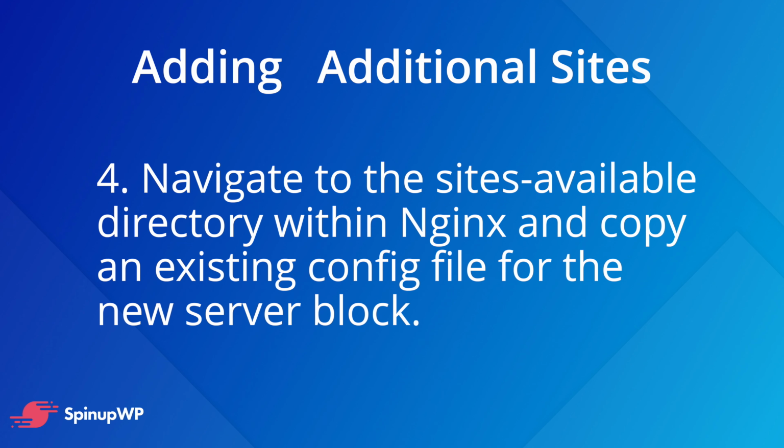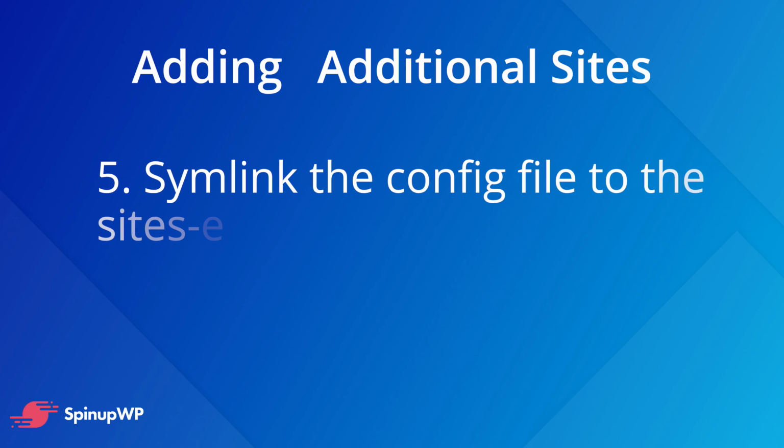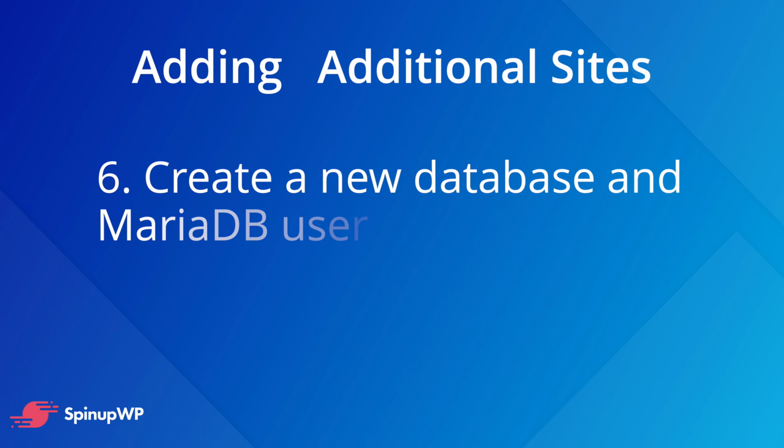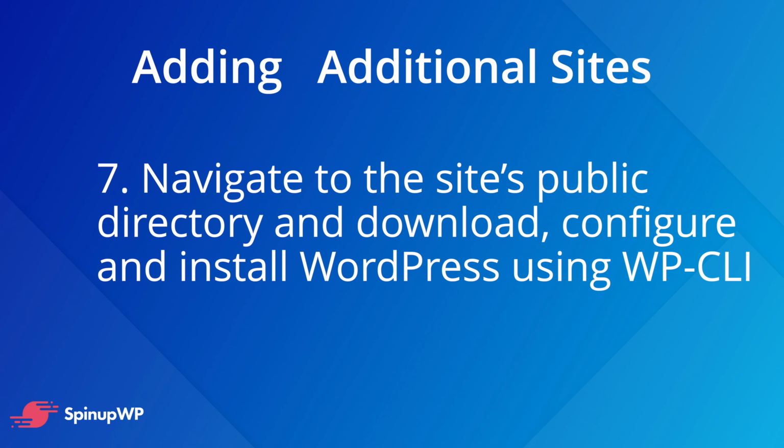Fourth, navigate to the site's available directory within Nginx and copy an existing config file to use for your new server block. Ensure that you change the relevant directives. Five, symlink the config file to the site's enabled directory to enable the site and restart Nginx. Six, add a new database and MariaDB user. Seven, navigate to the site's public directory and download, configure, and install WordPress using WP-CLI.